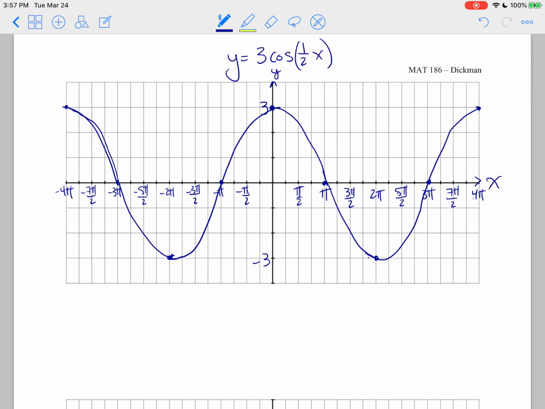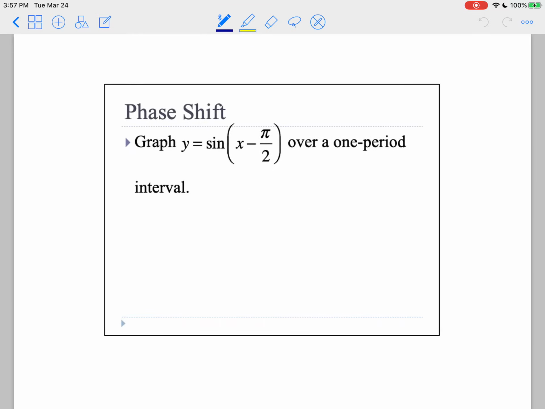Okay, so in none of the problems so far have we dealt with any sort of shifting left or right. Now with a trig function, this is called a phase shift. So we're going to graph sine of x minus pi over 2 over a 1 period interval. And the deal here is that now I have to think about my starting point being different, because it was always 0 and then pi over 2, or pi over 2 times whatever my period change was. I could figure out the next point. So now I'm actually starting in a different location.